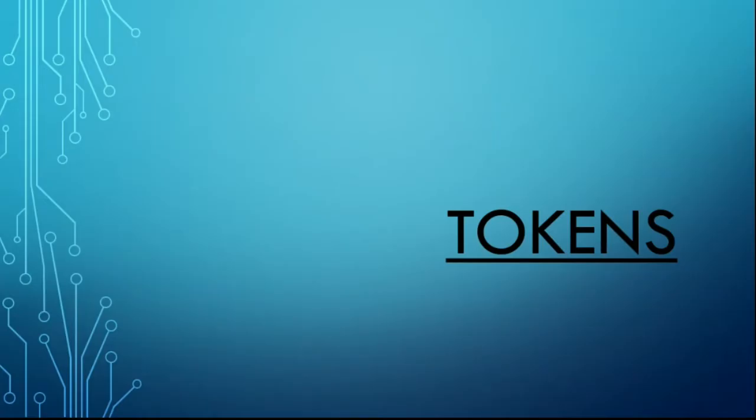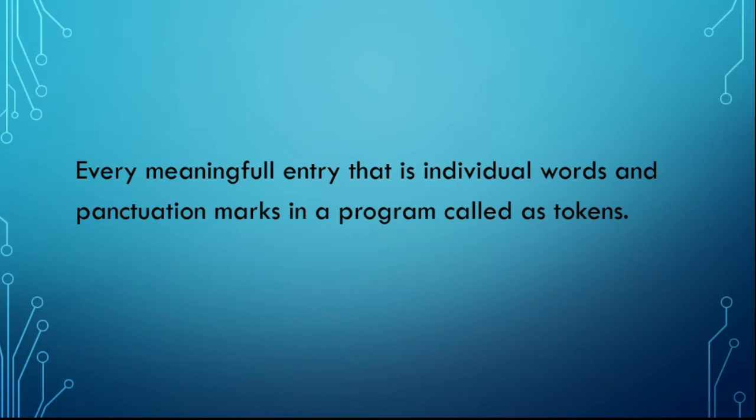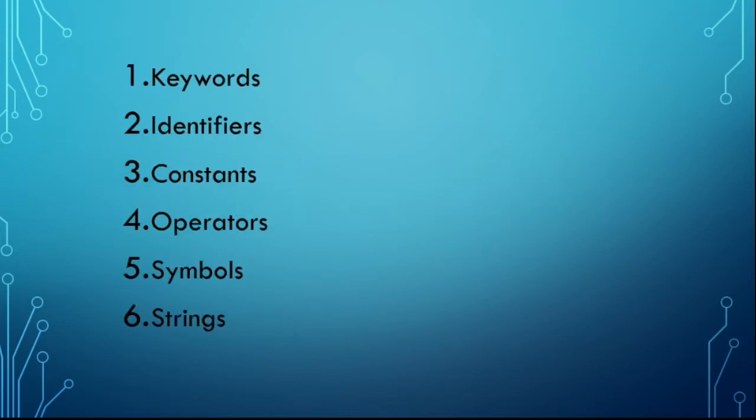In this video, we are going to study tokens. Every meaningful entry, that is, individual words and punctuation marks in a program, are called tokens. The collection of these tokens, meaning keywords, identifiers, constants, operators, symbols and strings, is known as a C program. In this video, we are going to study keywords, identifiers and constants.